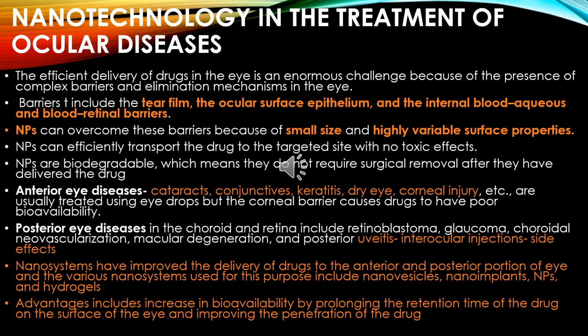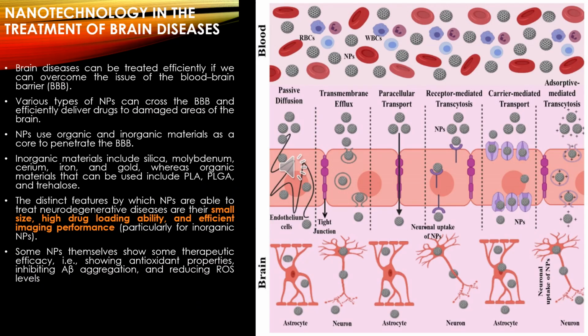As we see, ocular diseases are very sensitive and there are several barriers. This nanosystem effectively targets the particular site and helps in clearing the disease which affects the anterior portion as well as the posterior portion. This is about how nanostructures work in treating ocular diseases.